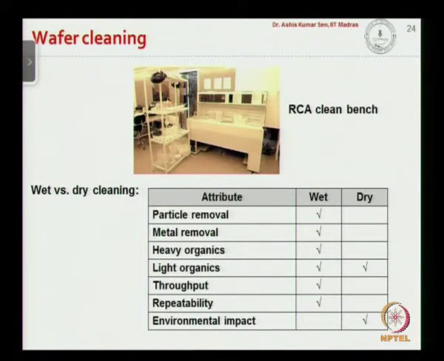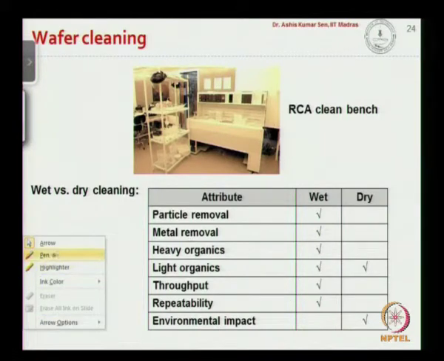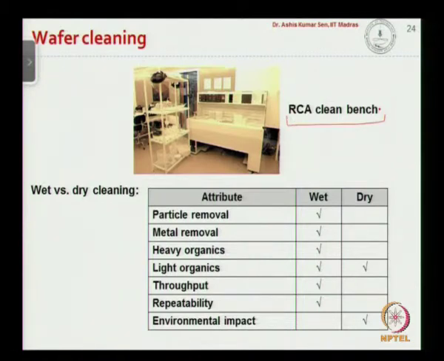So this is a typical clean bench that is used for RCA cleaning, and here we contrast wet and dry cleaning. There are different attributes. For particle removal, wet cleaning will be better. For metal removal also wet cleaning is preferred. For heavy organics wet cleaning is preferred. For light organics we can use either wet cleaning or dry cleaning.